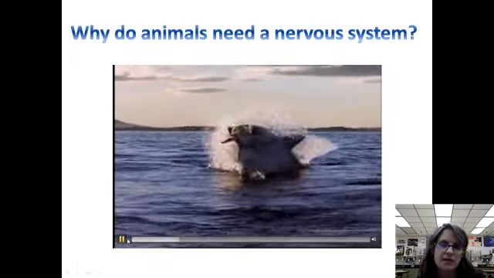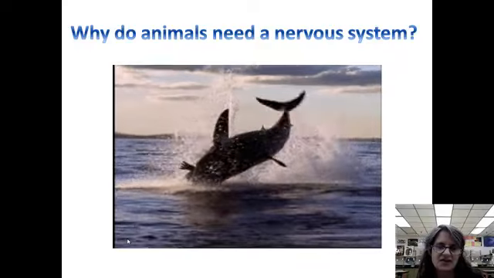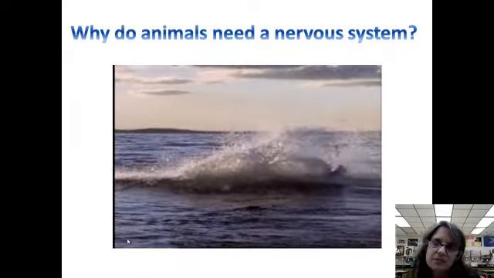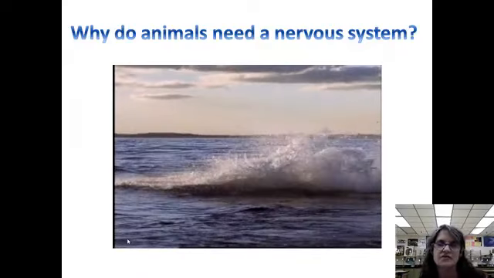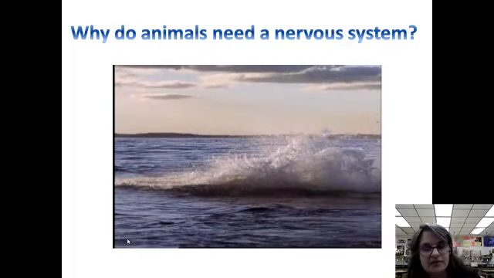Okay, animals are doing stuff like catching prey items, trying to evade being caught. Animals are active in ways that, for example, plants are not, and to respond to that environment in an immediate way, a nervous system is necessary and obviously quite helpful.